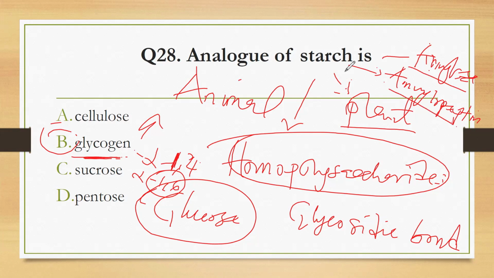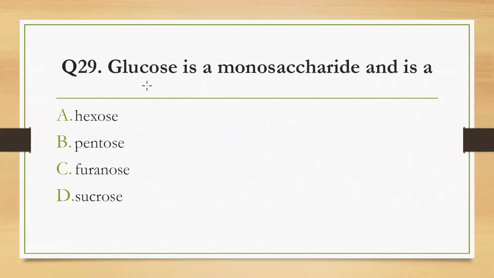So they are all storage forms of carbohydrates. One is found in plants, and glycogen is found in animals. So the answer is C. It is the analog of starch. The next thing is glucose is a monosaccharide, and it is a hexose. It is a hexose because it is made up of 6 carbons.